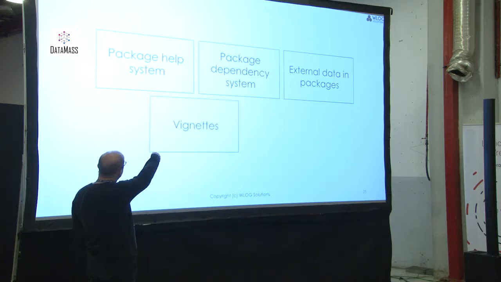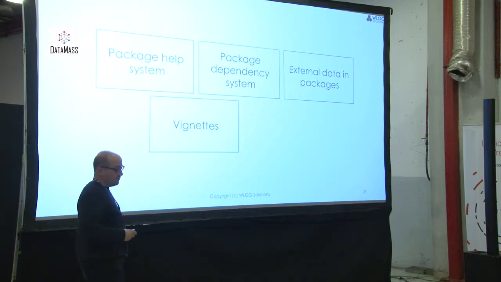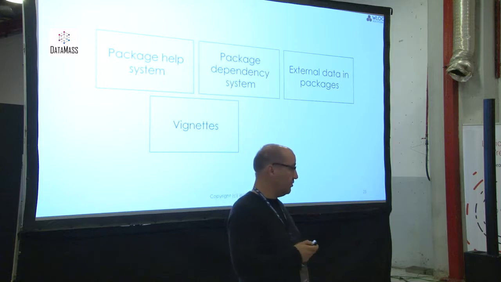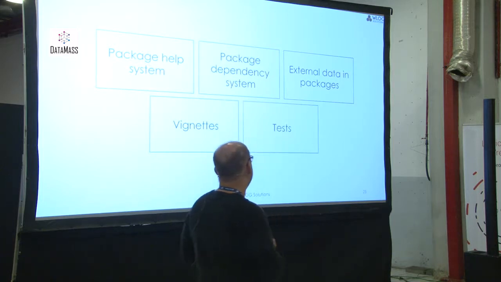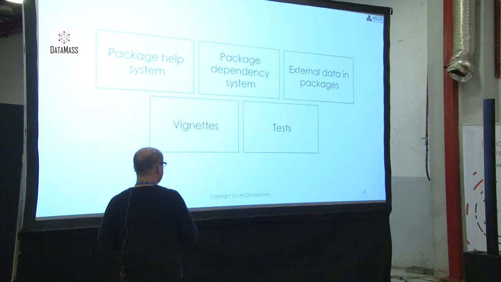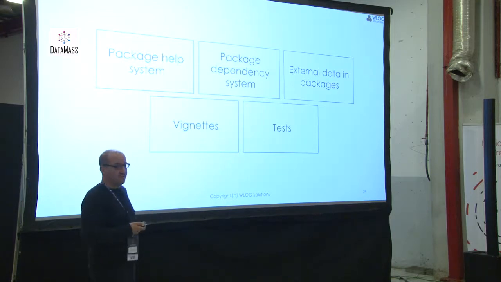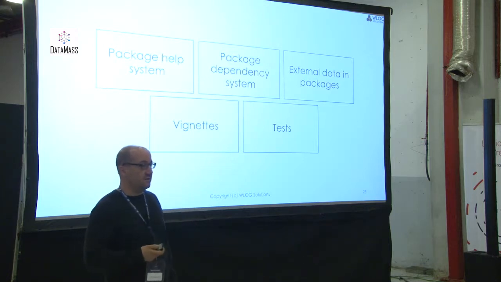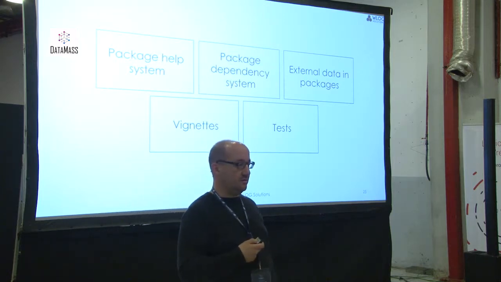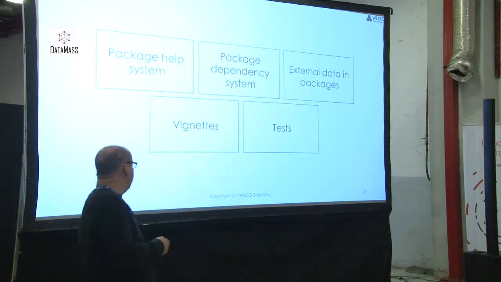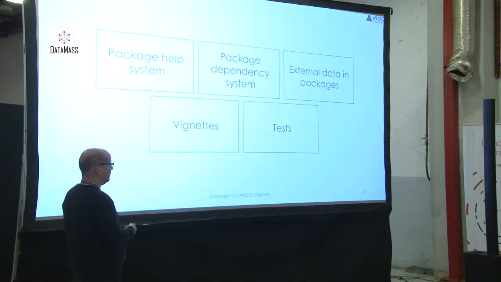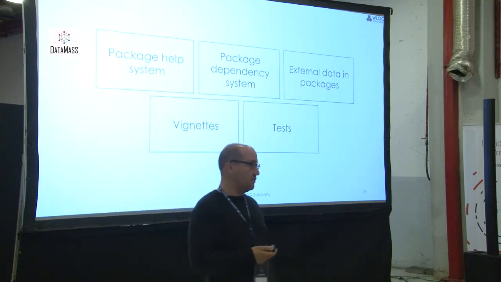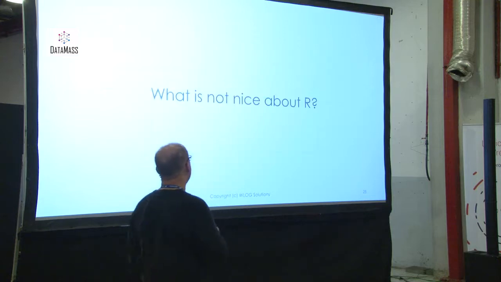Vignettes is a part of the package help system. It's a kind of short article showing how the package could be used. And in each package you can have tests, and I'm talking about typical unit tests. When you check the source code of RSuite, you can see the tests of RSuite itself. Okay? And this is a nice thing because it's out of the box. So we are using this for having good quality software.